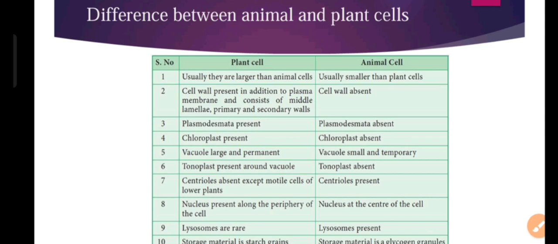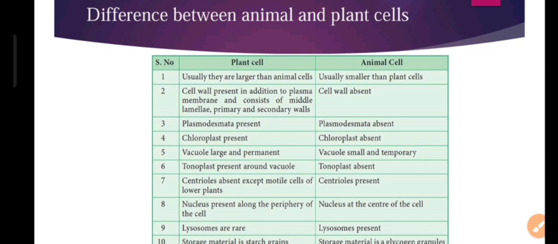In the plant cell, usually they are larger than the animal cell. Compared to the animal cell, the plant cell is very large. Animal cells are smaller than plant cells. The cell wall is present in addition to the plasma membrane, consisting of middle lamella, primary and secondary wall. But in the animal cell, the cell wall is absent.